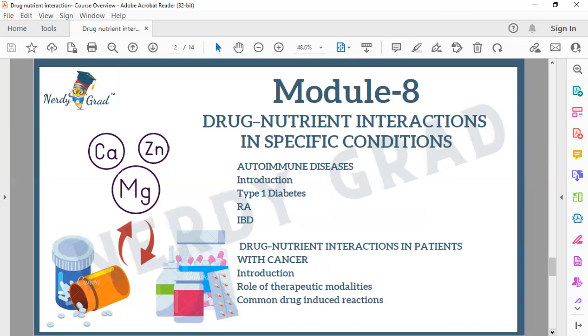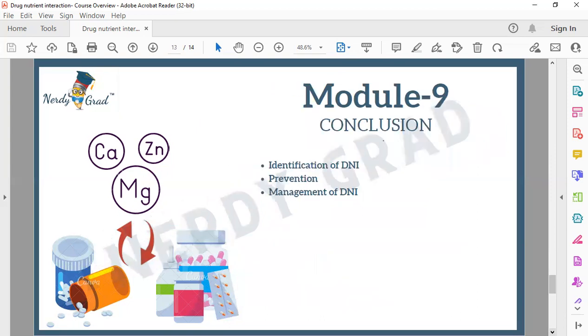Drug nutrient interaction in patients with cancer. So we will just touch upon the introduction and the role of therapeutic modalities and common drug-induced reactions in patients suffering with cancers. So the next and last module is conclusion. This will deal with how to identify DNI, how to prevent DNI, and how to do the management of drug nutrient interactions, especially for healthcare givers.